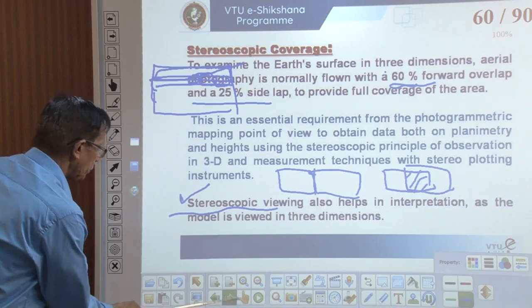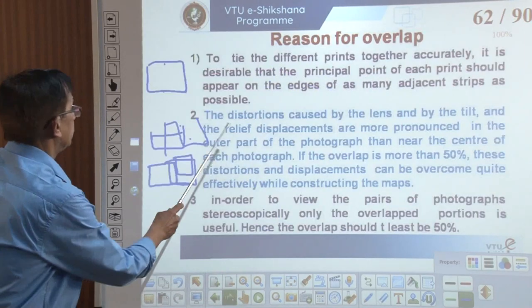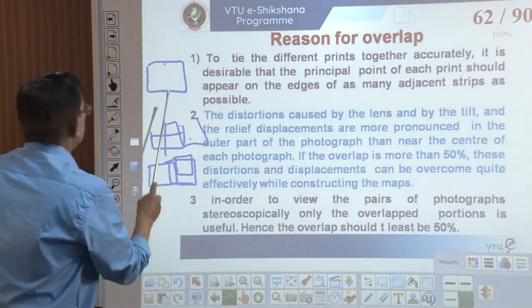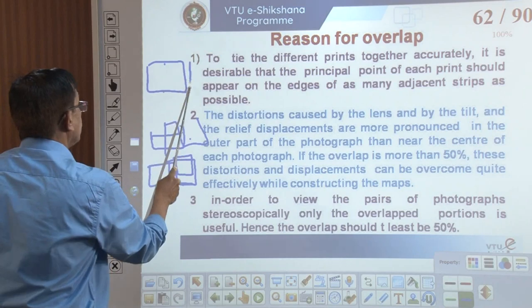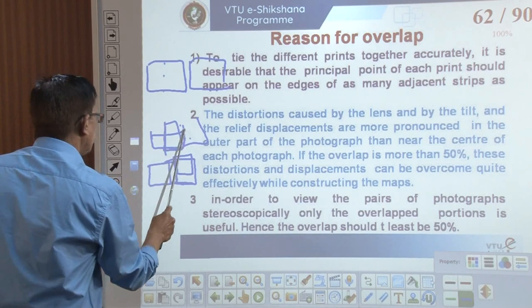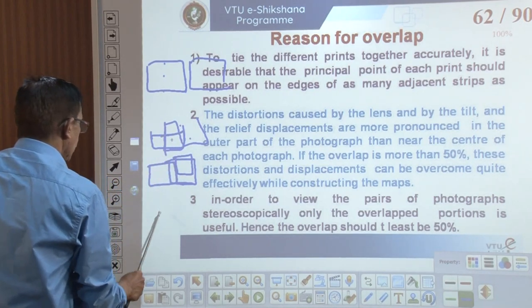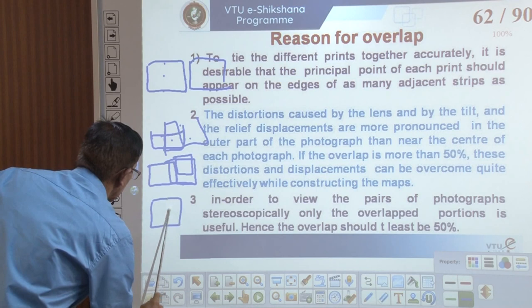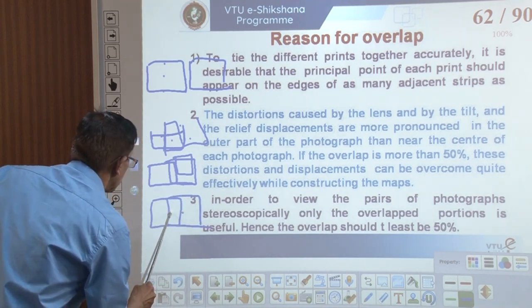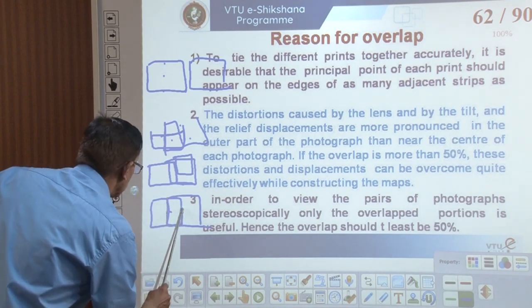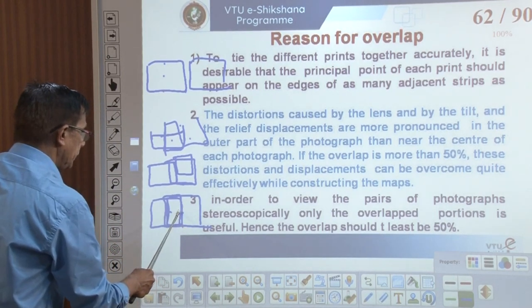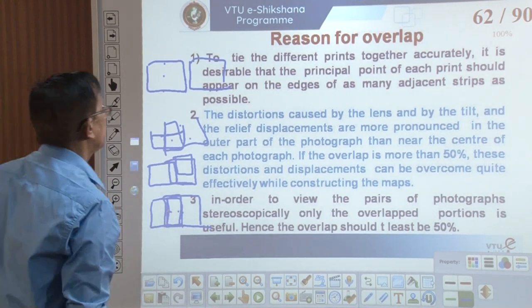Yes, I have to see this principal point. This is one photograph, this is another photograph. The same principal point, I should be able to see in both photographs. For example, this is the overlap, and I may have the principal point of this photograph here and the principal point of this photograph here. In both images, in the overlap part, if it is more than 50%, the principal point here and here can both be visible in the same photograph.